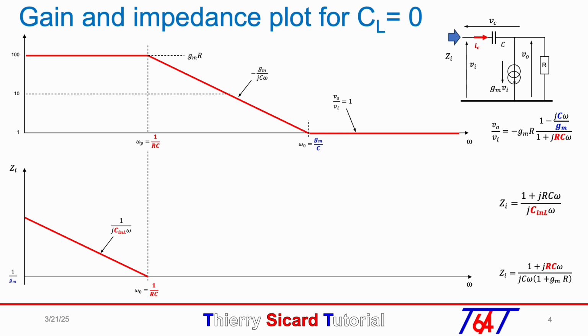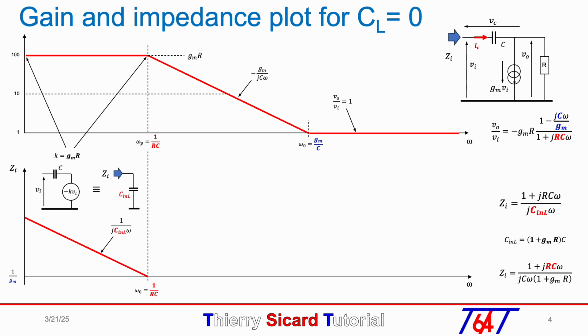For an angular frequency less than 1 over RC, the equivalent input circuit can be viewed as a capacitor C between the input and a voltage source equal to minus k Vin, with k equal to the DC gain GmR. The input impedance of this circuit is calculated as C in L equal to C times GmR plus 1. The capacitive input impedance area is noted in blue.